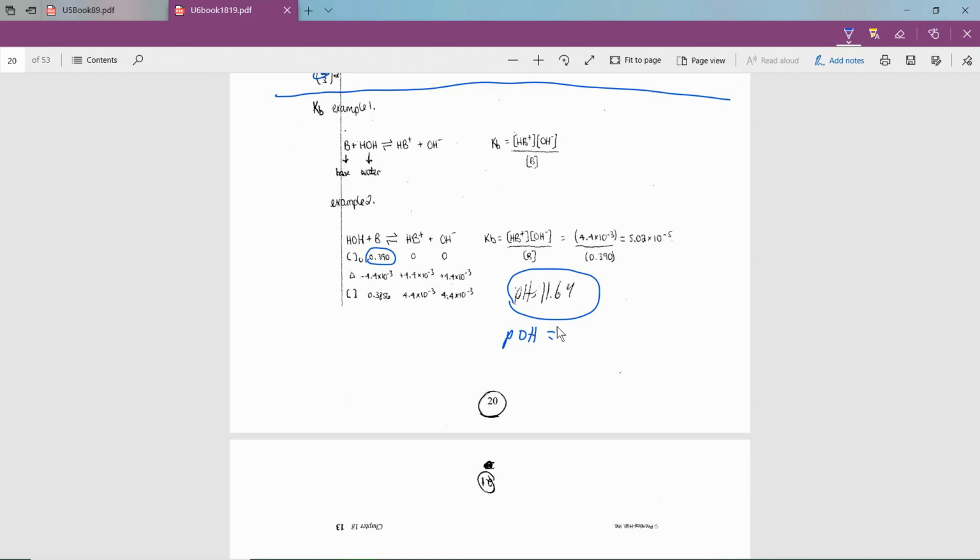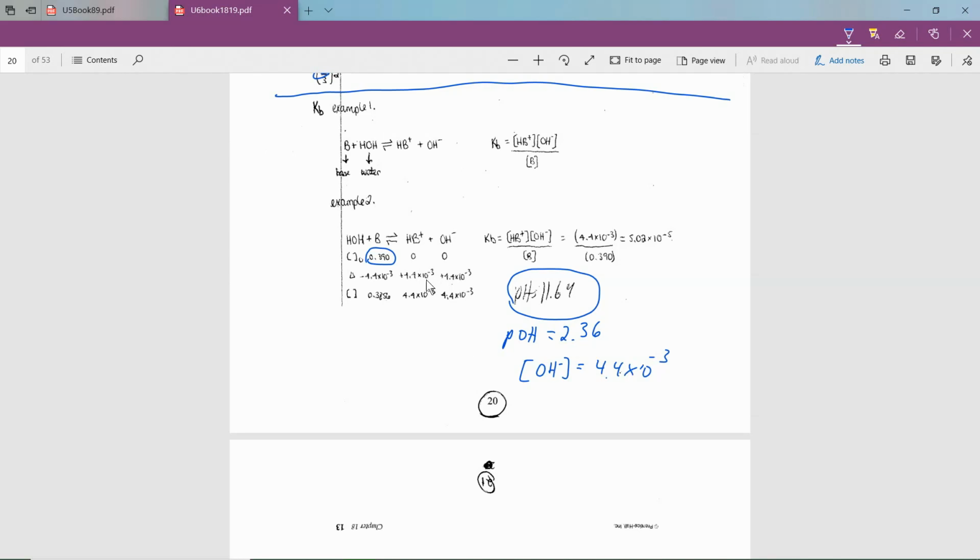So I can get the pOH, which is going to be 2.36. Does that work? 11 and 2 is 13, and 64 and 36 is another 1. Yeah, good. So that's pOH. I can get the H plus if I want, but that's not going to help me with this question. Let's find the Kb. So OH minus is 10 to the minus 2.36, so the inverse log gives 0.0044, or 4.4 by 10 to the minus 3. And lo and behold, that's what I have for my OH minus.